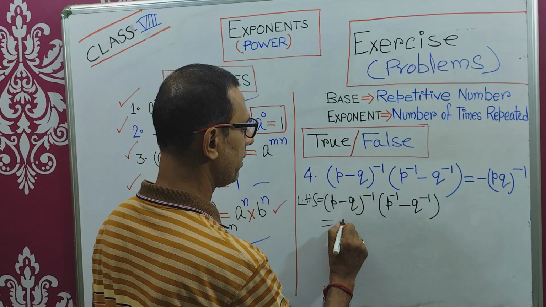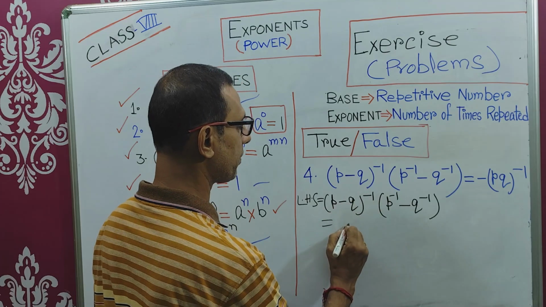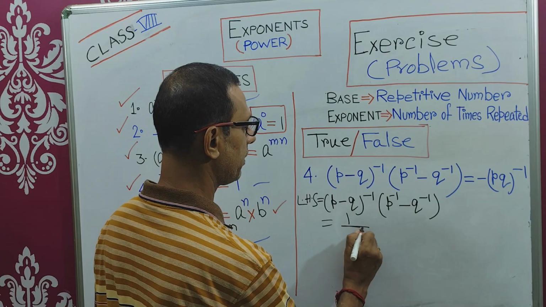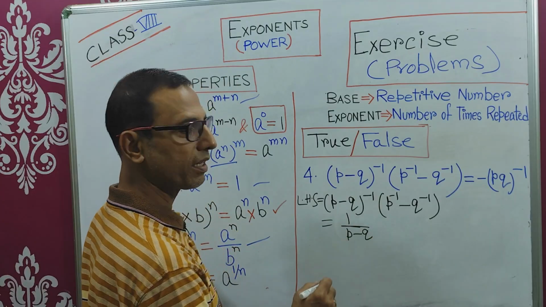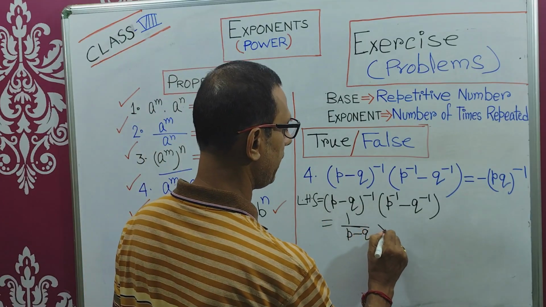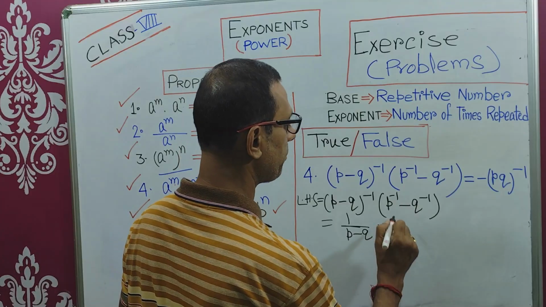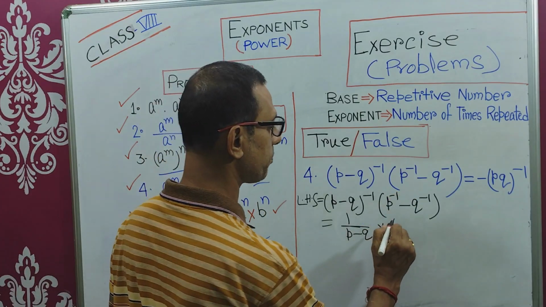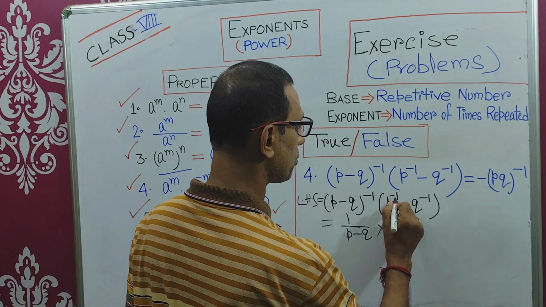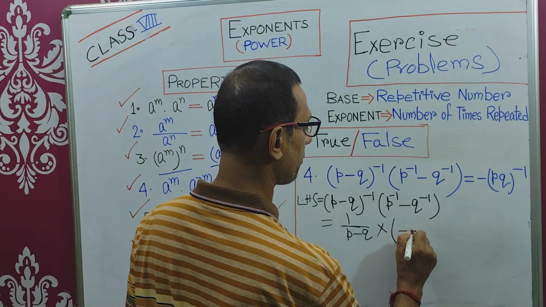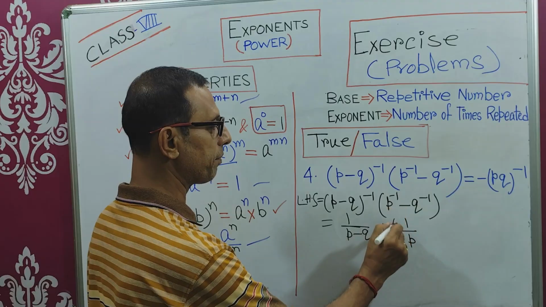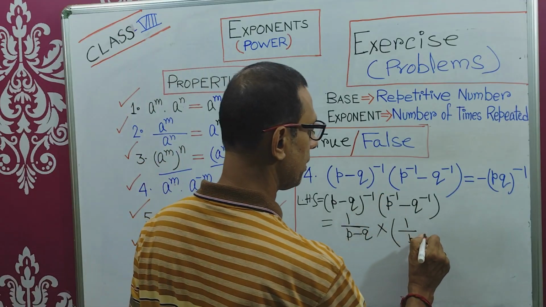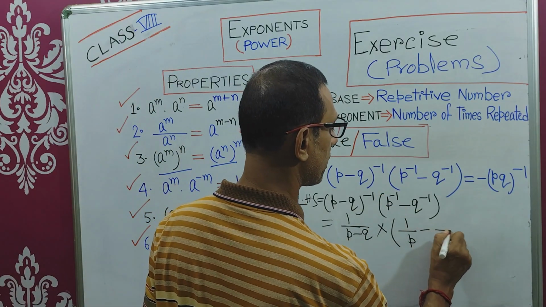So (p minus q) whole to the power minus 1 means 1 by (p minus q) whole to the power 1, that means 1 by (p minus q) into, now within the bracket, p to the power minus 1 means reciprocal, multiplication reciprocal, so changing the position of the base, 1 by p to the power minus 1 means 1 by p, and minus q to the power minus 1 means 1 by q.